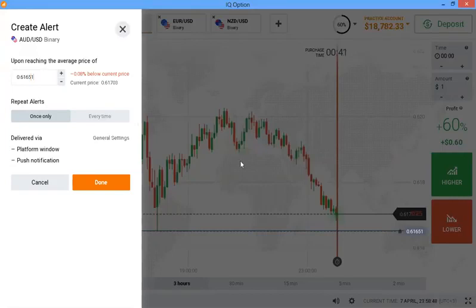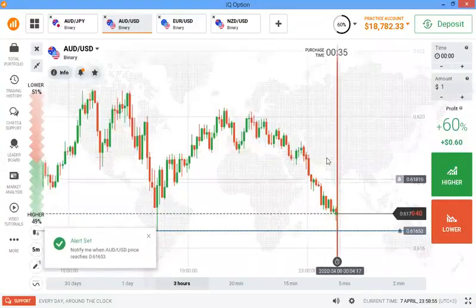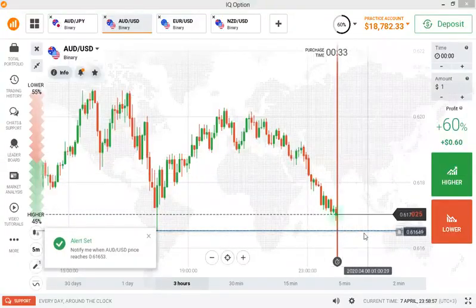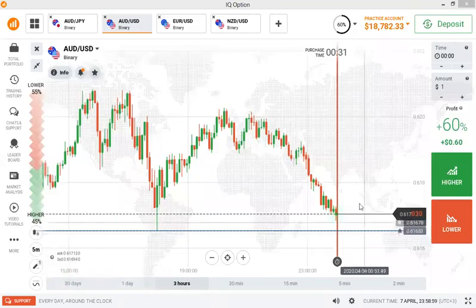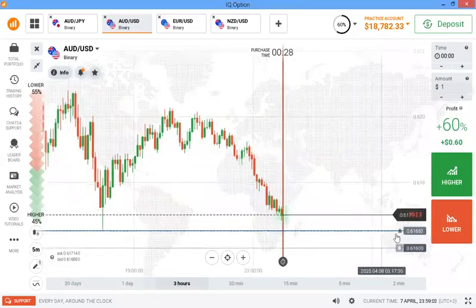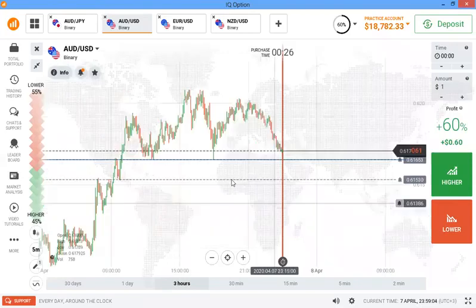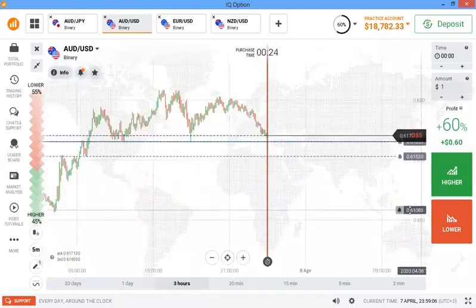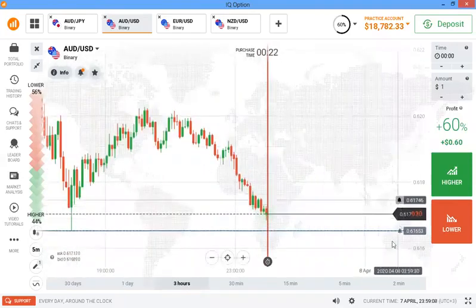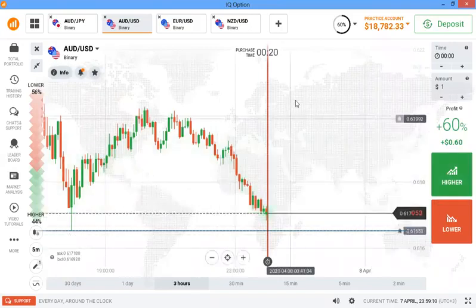0.61653. Then you click on done. Once you click on done, you can see it's already on that level. That means if the market should reach this level, it will alert you. Maybe you are doing something else on the chart and the market reaches this level. If it allows you, then you can place call or you place put.